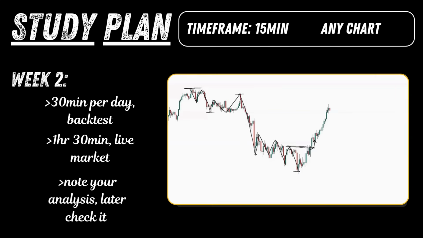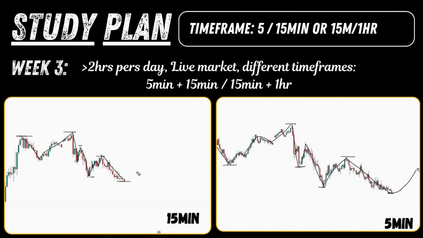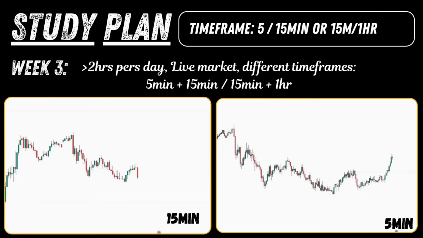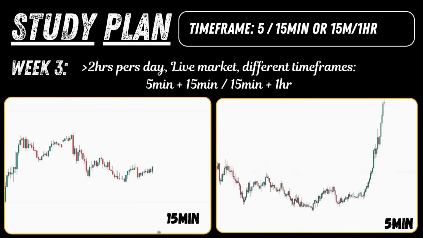Now we'll go to week 3. In week 3, we're totally going into the live market. Minimum 2 hours per day, go to the live market, pattern identification on 2 different time frames. Now I'll give you a combination. Same chart. The first combination is 5-minute and 15-minute. So on one side you keep the 15-minute chart, on the other side you keep the 5-minute chart. Or the second combination is 15-minute and 1 hour. Now on the same chart, note your expectation and later note down what happened. Follow this for week 3.